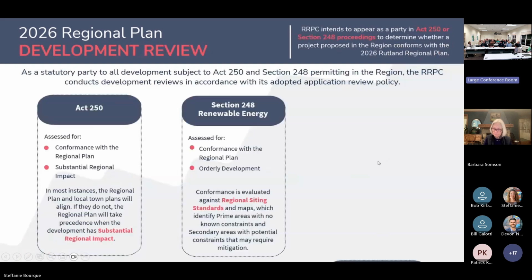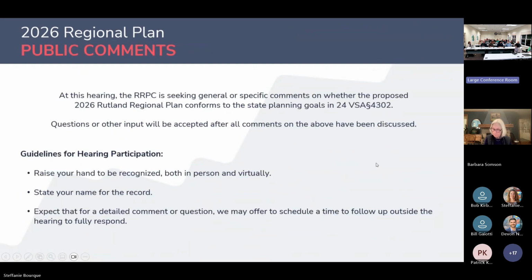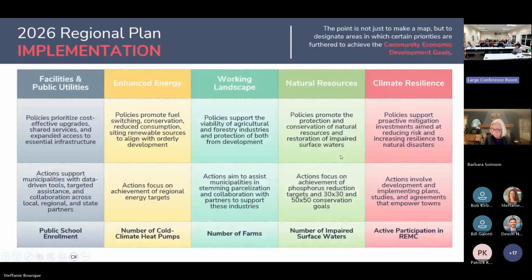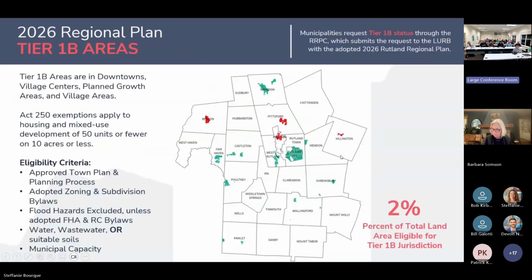Go ahead, Rob. Rob Steele: Is there any way we can go back to the slide that showed the 6% that were 1B capable on here? 6% was the entire high density growth. 2% is the Tier 1B eligible. Okay, so out of all of Rutland County, you have 2% that's Tier 1B eligible. That leaves 98% to be either Tier 2 or Tier 3, correct?